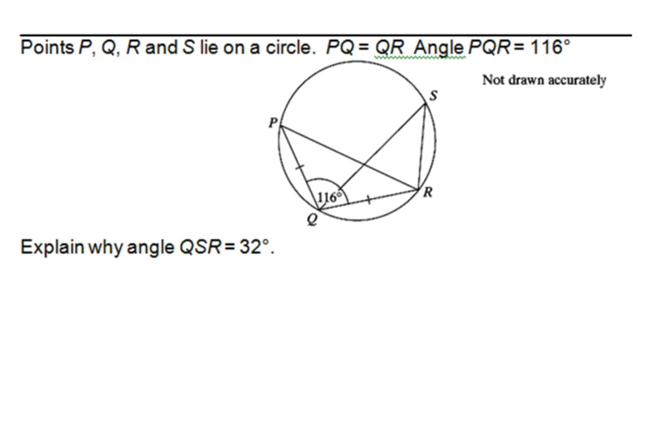Points P, Q, R, and S lie on a circle. Remember, if you ever get 4 points lying on a circle, more often than not, it's going to be a cyclic quadrilateral. Do you remember I said in a cyclic quadrilateral, all 4 points touch the circumference of the circle? In this case it isn't, but just look out for it. And PQ equals QR. So you know that's isosceles. So straight away I'm going 180 minus 116, which is 64. And then I divide it by 2, and I get 32. So each one of these is 32.